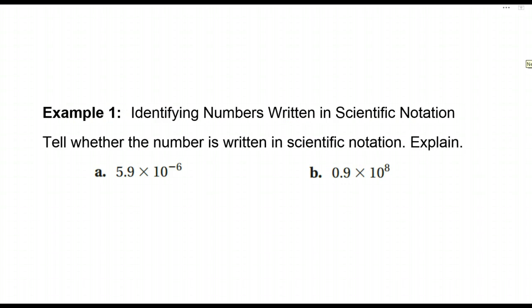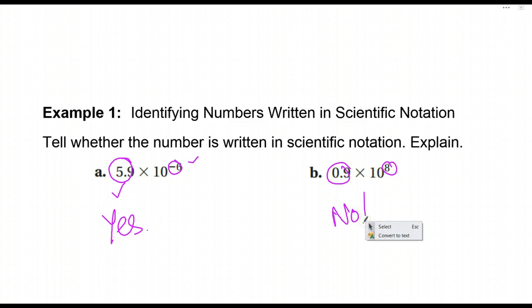So I need to identify whether this number is written in scientific notation. The two things I need to look for: this number needs to be between 1 and 10, so that's good, and this needs to be an integer, which is a positive or negative whole number. So yes, this is written in scientific notation. Letter B, this is an integer, but this number is less than 1, so no, this is not written in scientific notation because 0.9 is smaller than 1.